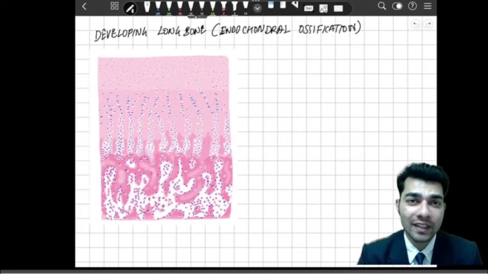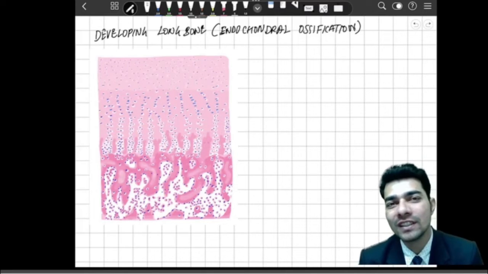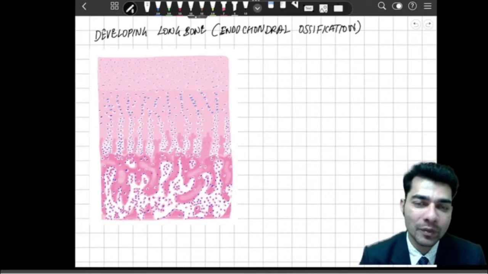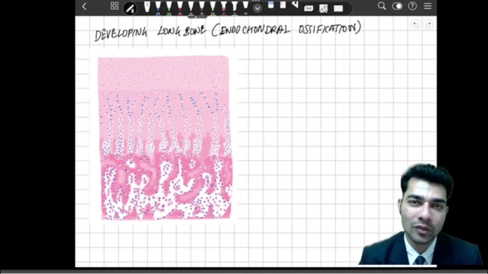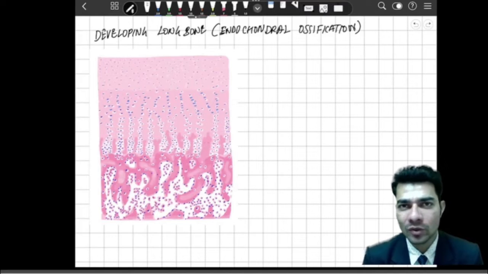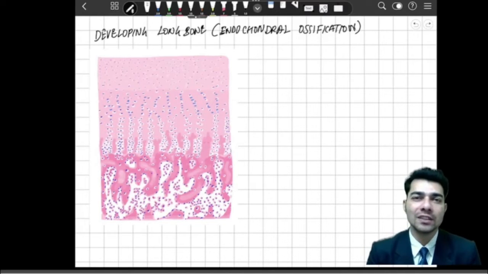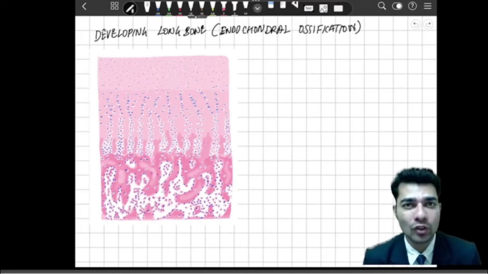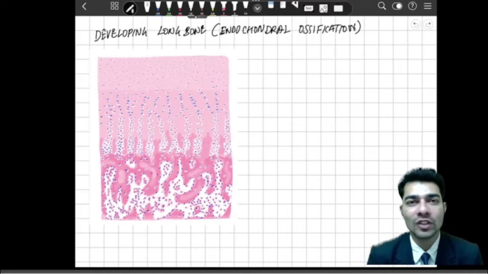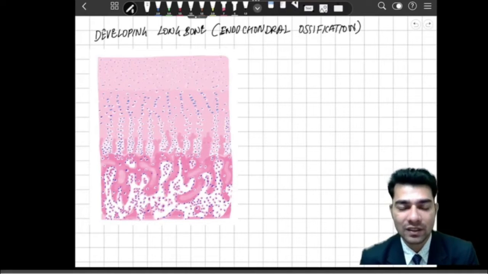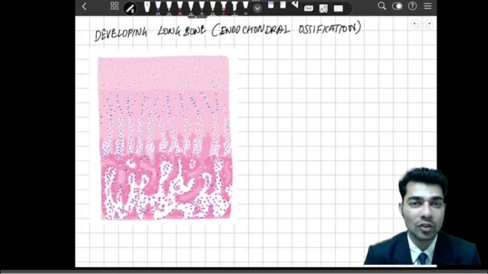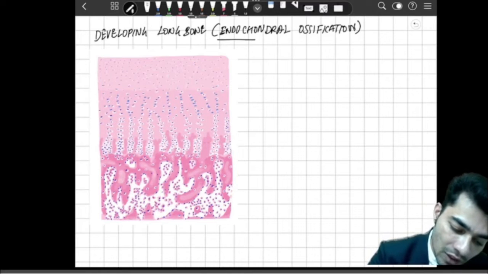Hello everyone. In this slide we are going to discuss the developing bone, in that, the epiphyseal end of the developing bone. So what is that? A long bone. There are two ossification types by which bone is formed in humans, that is intramembranous and endochondral ossification. In this slide we are discussing endochondral ossification.